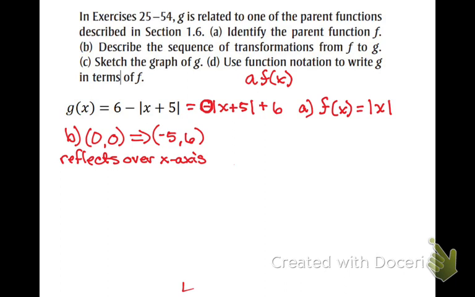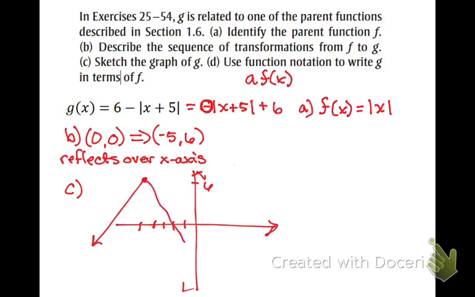C says to graph it. Well, that should be pretty easy. So we go to negative 5, 6. And we put a point, right? It's reflected, so instead of going up, it goes where? Down. Just a sketch. Okay, that's it.